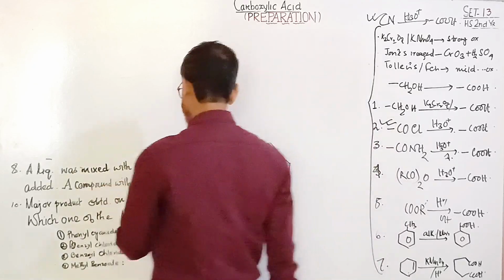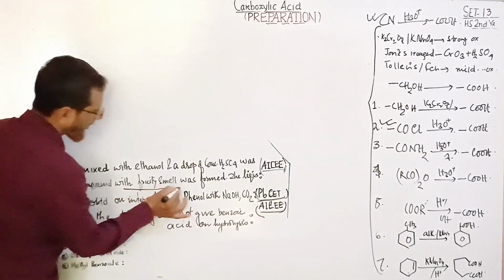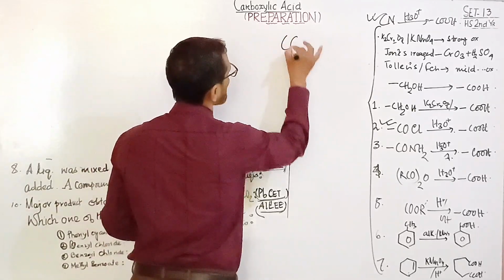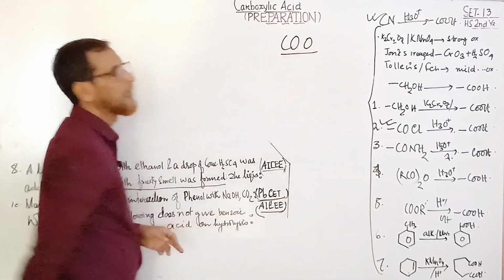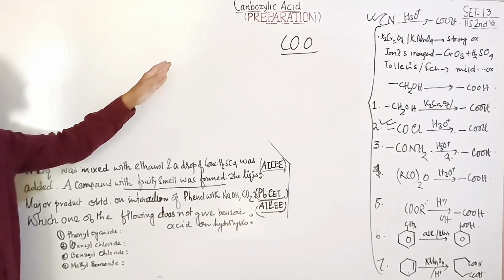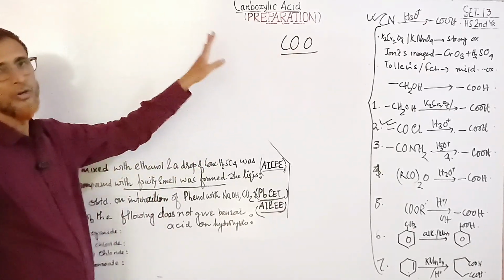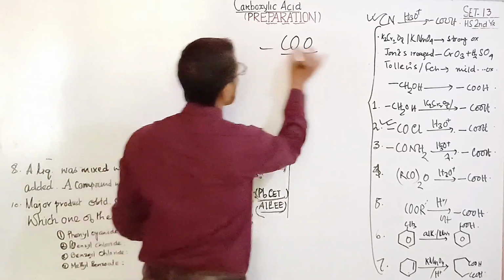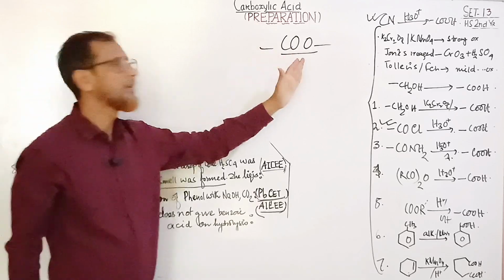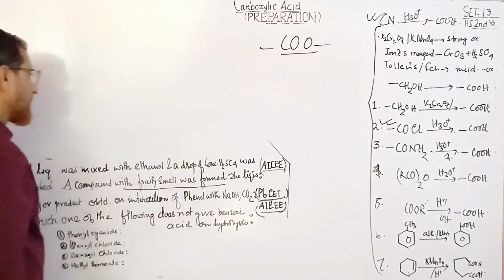A liquid was mixed with ethanol and a drop of concentrated sulfuric acid was added. A compound with fruity smell was formed. Your hint is fruity smell compound is nothing but ester. What is ester? Ester means there will be a C=O group, and on both sides there will be R, maybe alkyl, maybe aryl. So if this C=O group is there, then it will be an ester group.